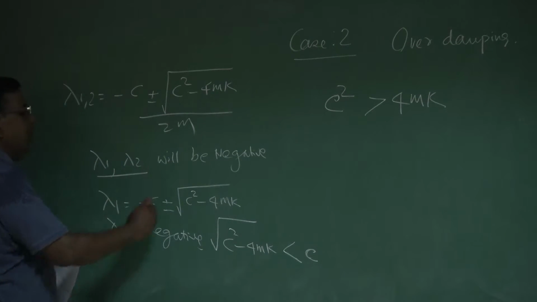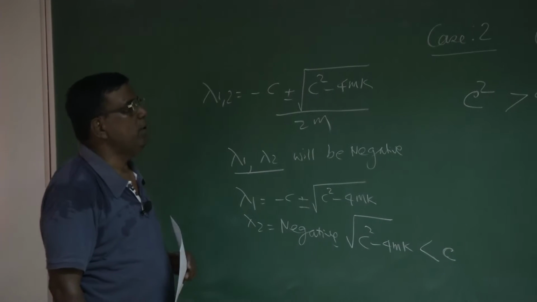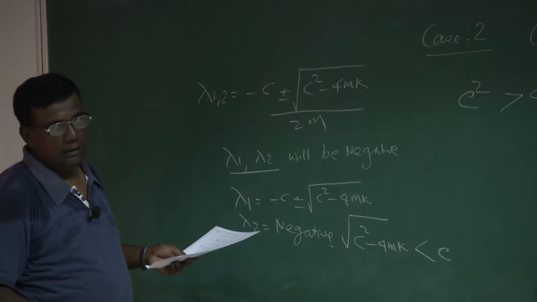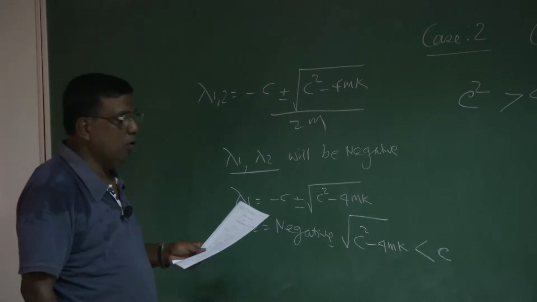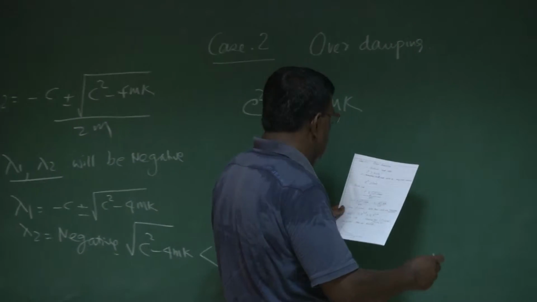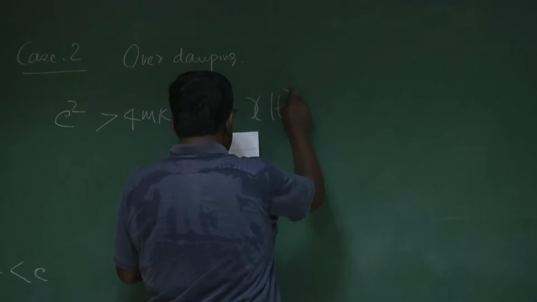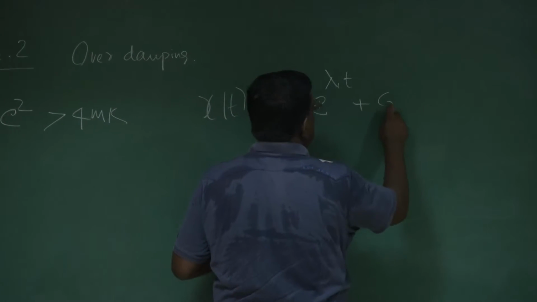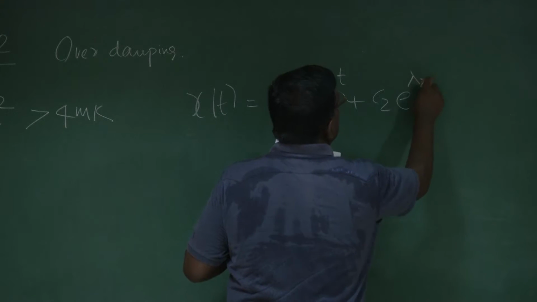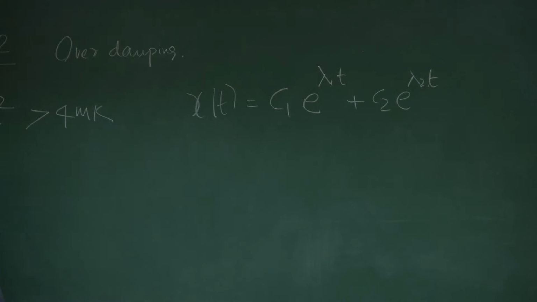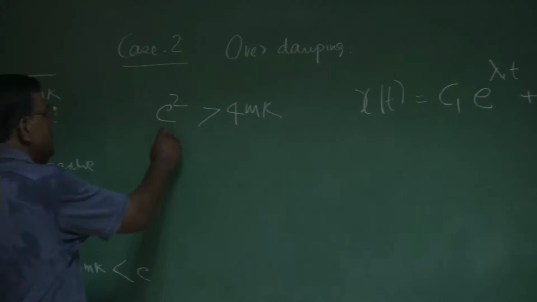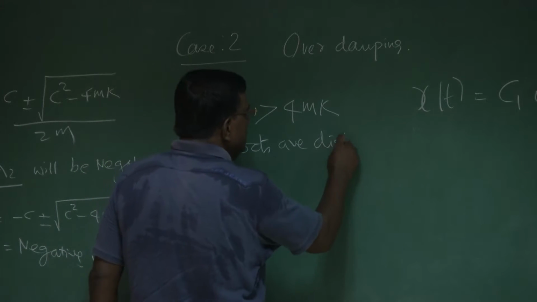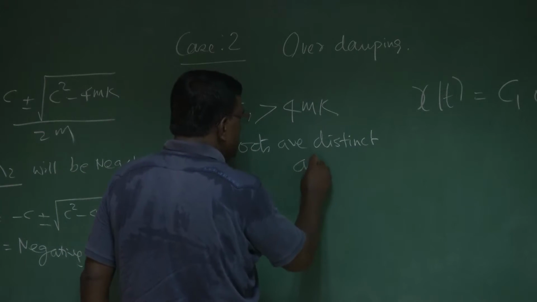This is the interesting point. Both lambda 1 and lambda 2 will be negative if c square is greater than 4 mk, no complex part. So it's a very win-win situation. There will be fast damping. That is why it's over damping. So if that is true, then x of t we can write as c1 e to the power lambda 1 t plus c2 e to the power lambda 2 t, because lambda 1, lambda 2 are negative and they are distinct. So roots are distinct and negative.